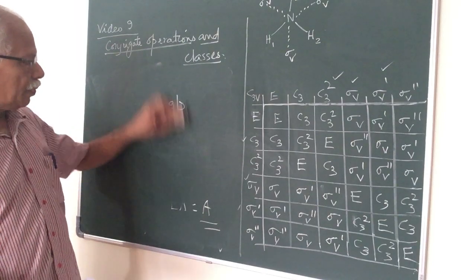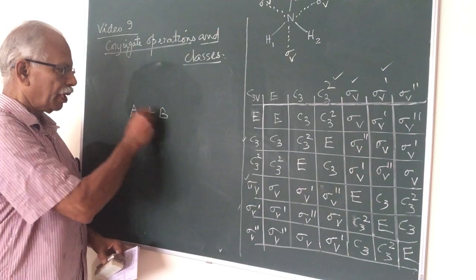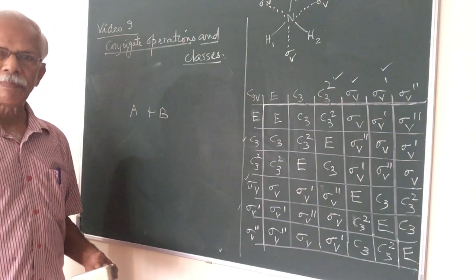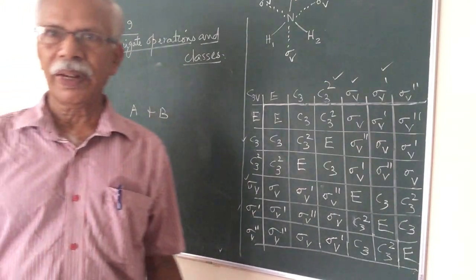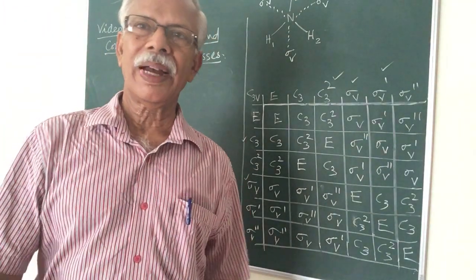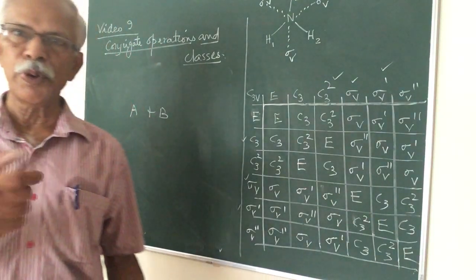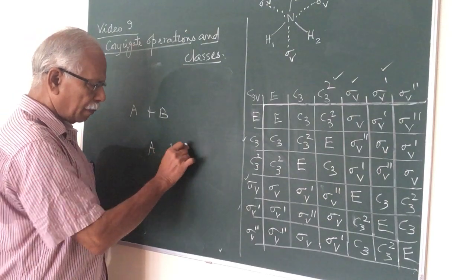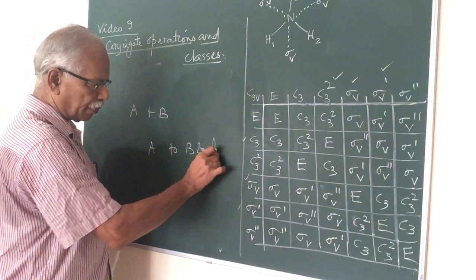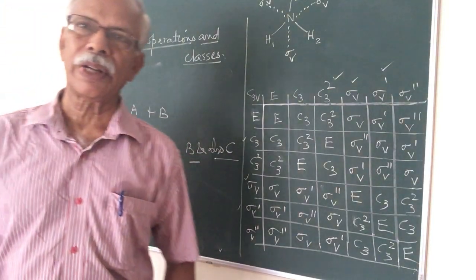Then, if two operations A and B are conjugate to each other, if A is conjugate to B, then B will naturally be conjugate to A by some other operation. They will be mutually conjugate. And if A is conjugate to B and also C, then B and C will be conjugate to each other.